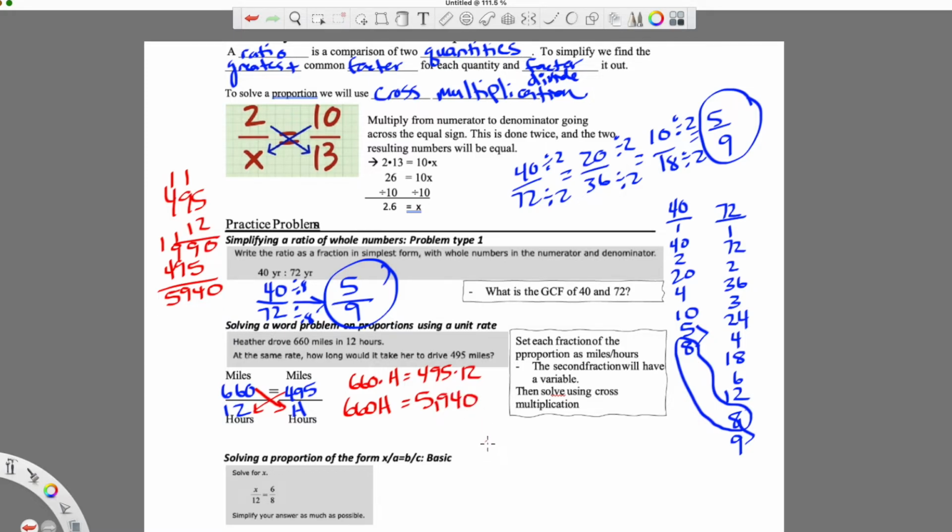And then we can divide by the 660 because we want to undo that multiplication. So we're going to divide by 660 like this. Anything divided by itself is 1, so I have H equals. Now with this one, we just want to divide it down.